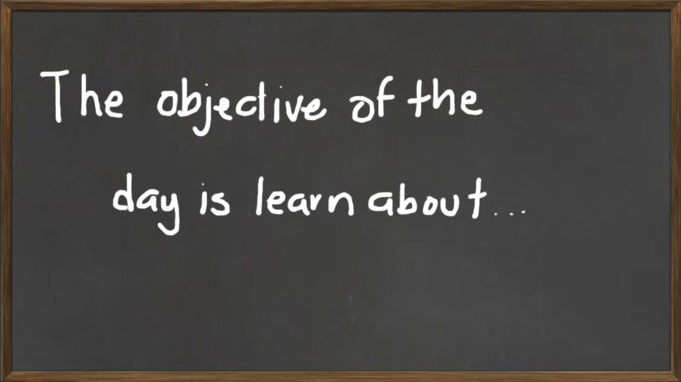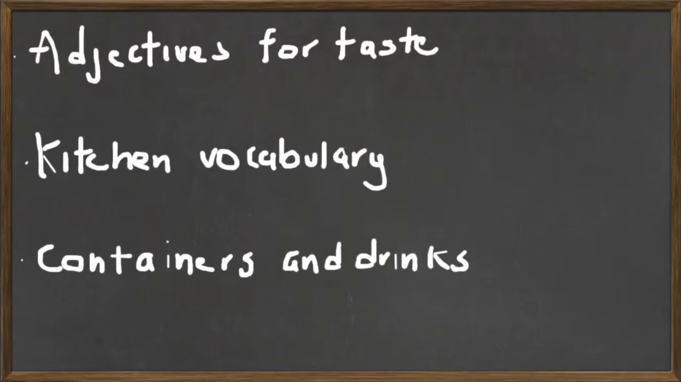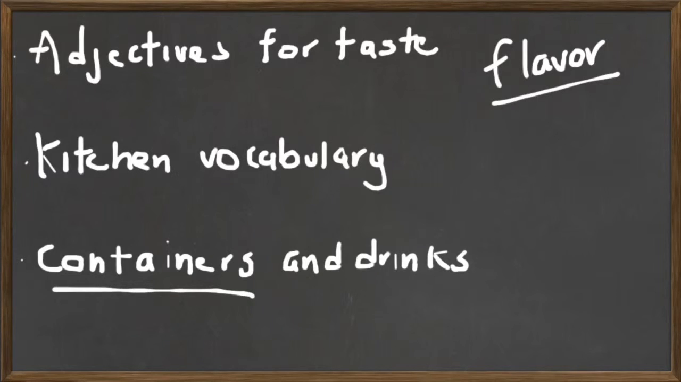Let's begin. This time around we'll be talking about the objective of the class of the day, which is to learn about the adjectives for taste. We're talking about flavors here, flavors in food and drink. We will go over some kitchen vocabulary, some items that you can find in the kitchen, and some of them you use for eating. And we will also talk about some containers and drinks.